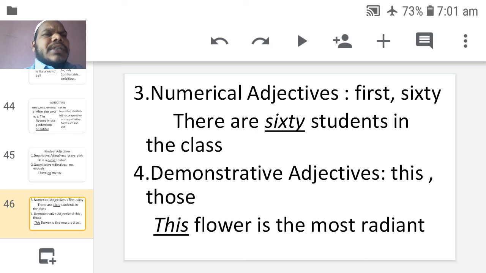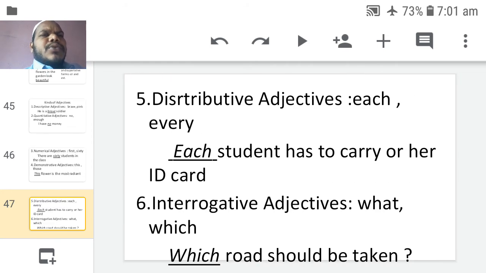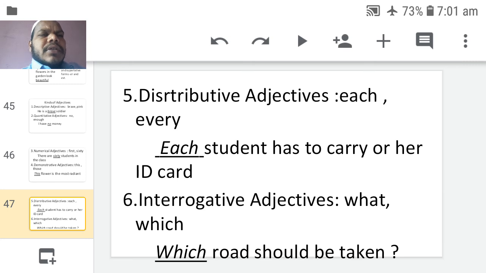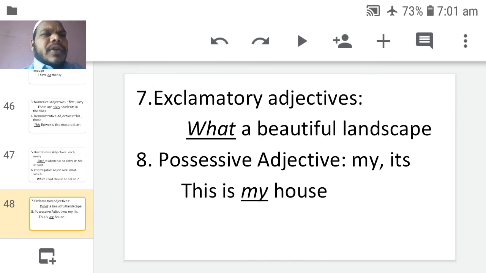We have seen descriptive adjectives as in brave soldier, quantitative adjectives as in no money, numerical adjectives as in 60 students, this flower as a demonstrative adjective, each student as a distributive adjective, which road as an interrogative adjective, what a beautiful landscape as an exclamatory adjective, and this is my house as an example of a possessive adjective. The list is endless. It requires practice.